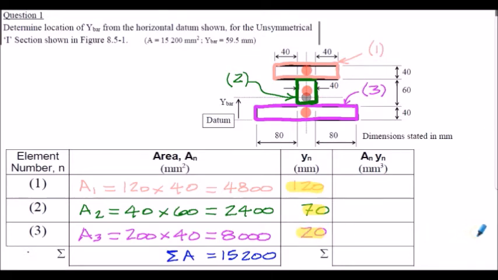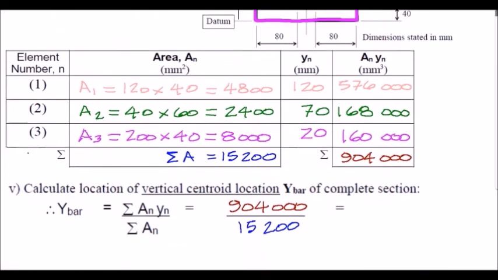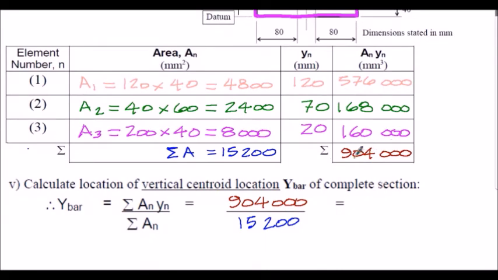Now we can work out the first area moments for each of the 3 elements. There's the area moment column populated for the 3 elements, and I've summated at the bottom the total first area moment of all 3 elements from the datum. So now we have to evaluate the y bar location. 904,000 for the first area moment divided by 15,200 gives us a value of 59.5 millimeters, and that's to 1 decimal place here.